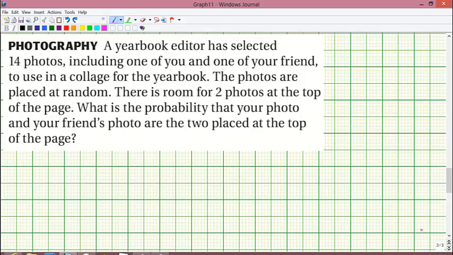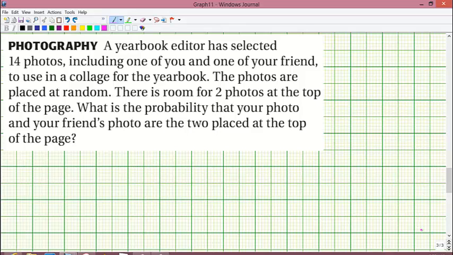The yearbook editor selected 14 photographs, including one of you and one of your friend, etc. You can read it yourselves. Now, there's room for 2 photos at the top of the page. What's the probability that your photo and your friend's photo are the 2 placed at the top of the page? The key thing here is working out what the probabilities of the events are.